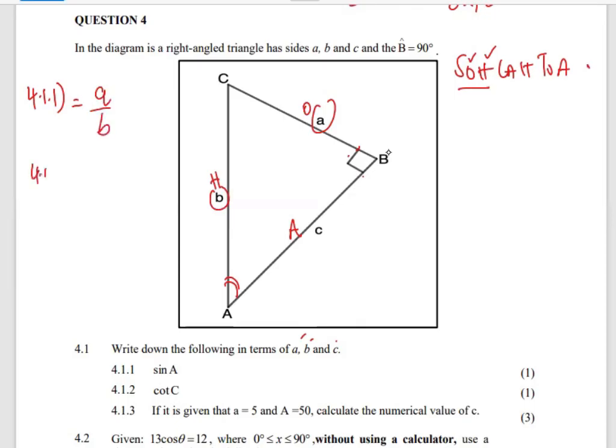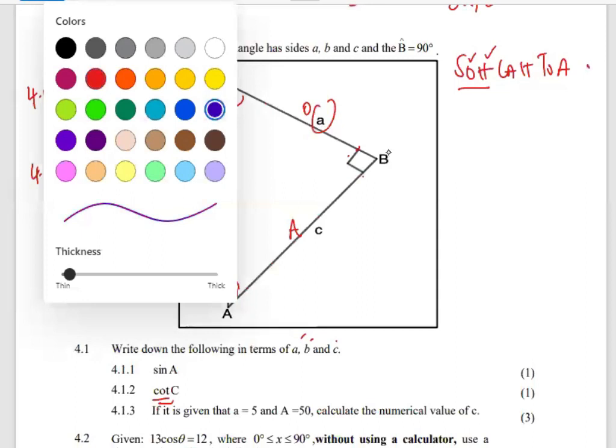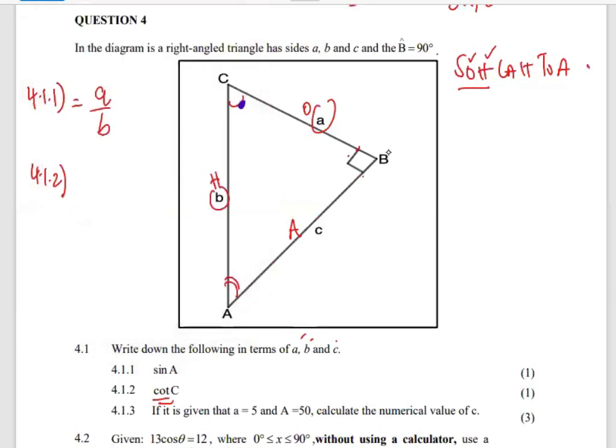And then 4.1.2, they want the cotangent of C. So if C is now the reference angle or the angle of interest, then this becomes the opposite. This becomes the adjacent. The hypotenuse must stay, since it is always opposite the 90 degrees. But we know that tan is opposite over adjacent, but cotangent is the reciprocal, meaning that we get the adjacent over the opposite.